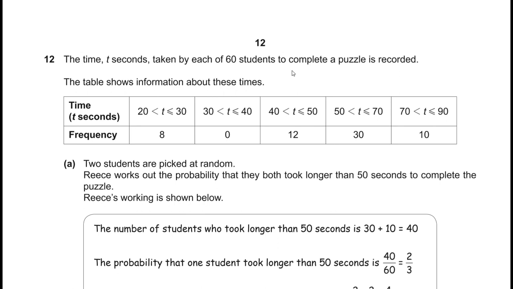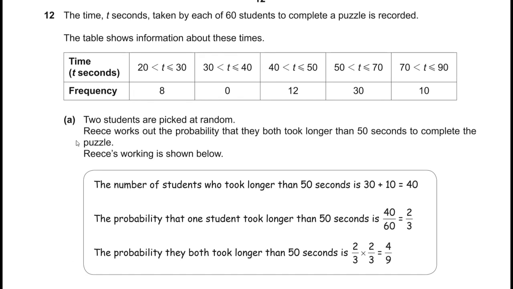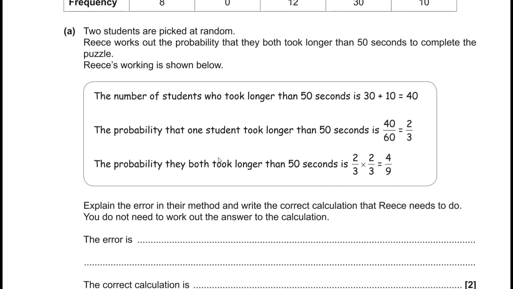Question number 12. The time t seconds taken by each of 60 students to complete a puzzle is recorded. The table shows information about these times. So we've got the time in seconds and then the frequency. Part A. 2 students are picked at random. Reese works out the probability that they both took longer than 50 seconds to complete the puzzle. Reese's working is shown below.